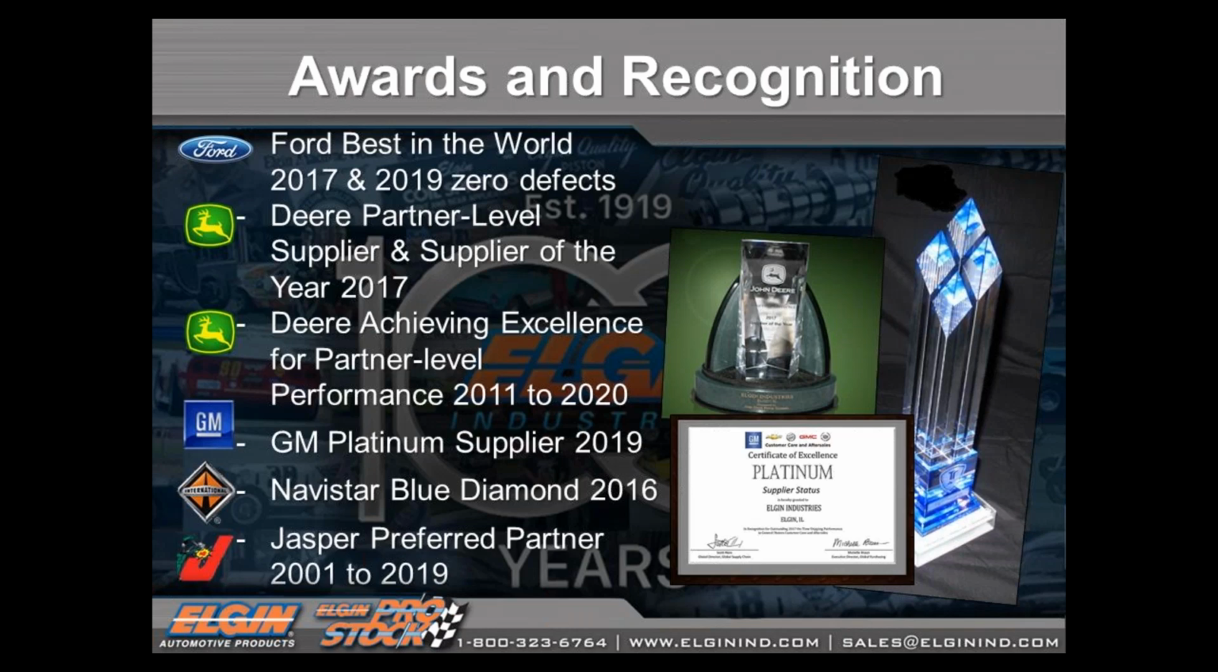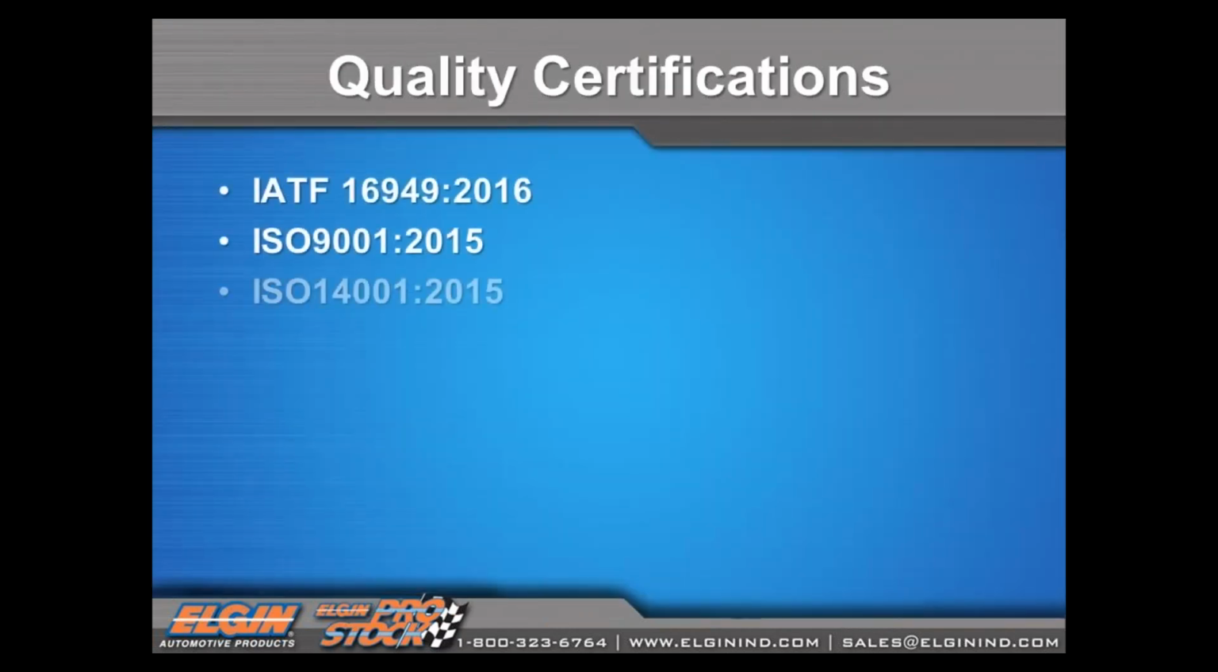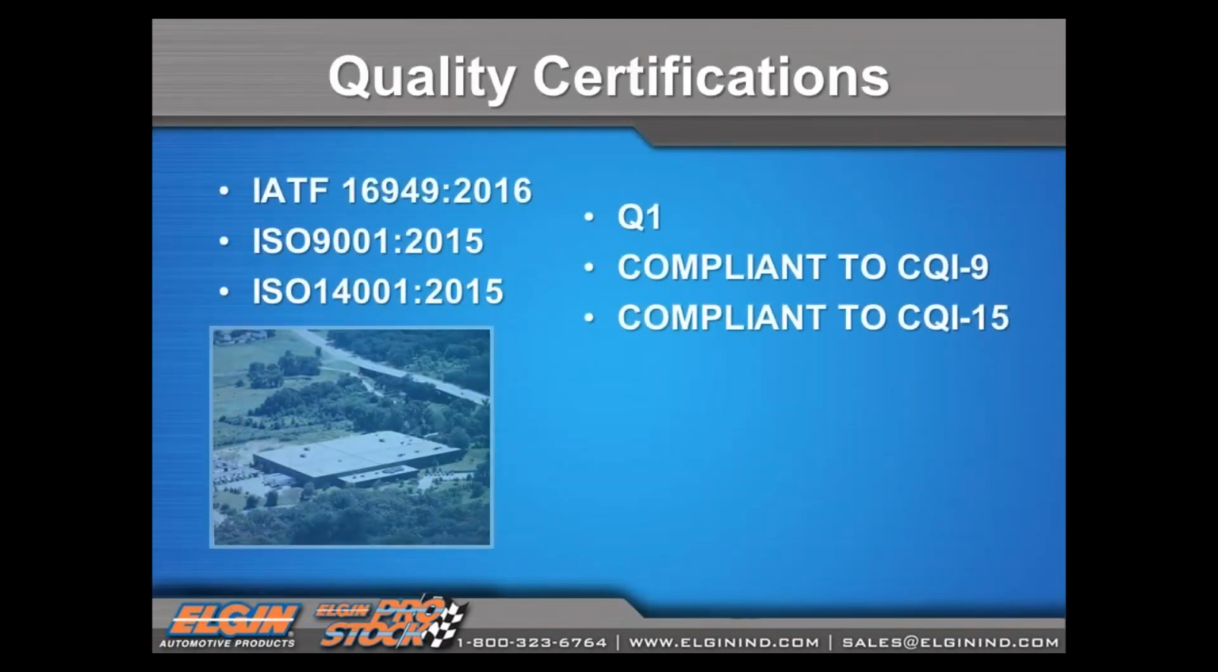And then we were actually Supplier of the Year for Deere with their push rods and piston pins in 2017. For a company our size, we were picked from an audience of 4,000 vendors, so we were really proud of that. And then we are Platinum for GM and Blue Diamond for Navistar. Those are some of the accolades that we've had in the past, and with Jasper, a partner, pretty much every year. Quality certs, you probably recognize these.